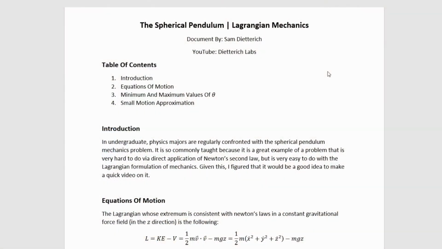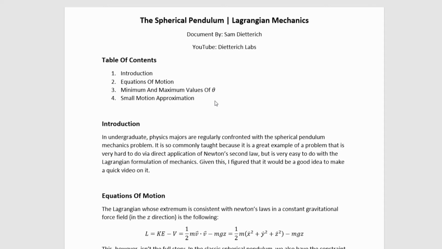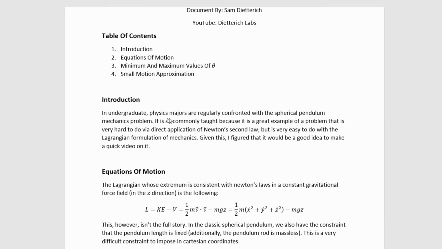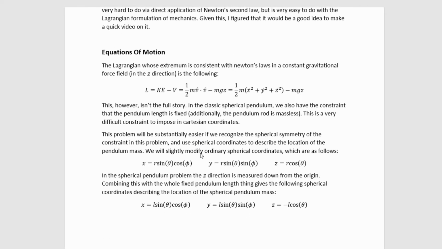Here we go with the spherical pendulum. This is a table of contents showing what I will be covering and how it's broken down. In undergraduate, physics majors are regularly confronted with the spherical pendulum mechanics problem. It is so commonly taught because it's a great example of a problem that's very hard to do via direct application of Newton's second law, but is very easy to do with the Lagrangian formulation of mechanics. Given this, I figured it would be a good idea to make a quick video on it. Let's move on to calculate the equations of motion.